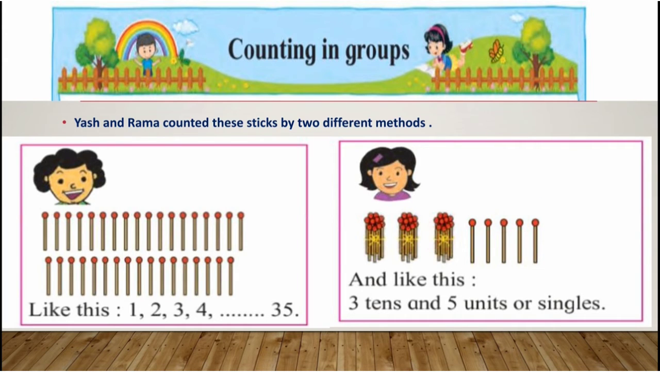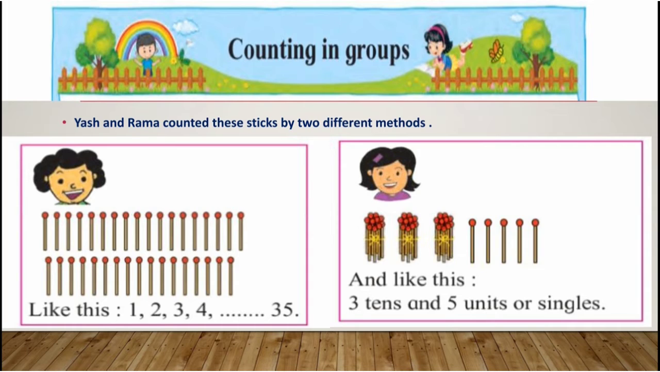Three tens means, you know, 1 ten means 10, 2 tens means 20, and 3 tens means 30. 4 tens, 40; 5 tens, 50; 6 tens, 60; 7 tens, 70; 8 tens, 80; 9 tens, 90; 10 tens, 100, like this.